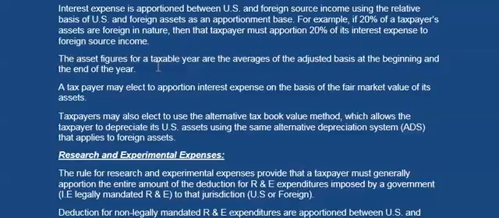The asset figures for a taxable year are the averages of the adjusted basis at the beginning and at the end of the year. A taxpayer may elect to apportion interest expenses on the basis of the fair market value of its assets. Taxpayers may also elect to use the alternative tax book value method, which allows the taxpayer to depreciate its US assets using the same alternative depreciation system that applies to foreign assets.